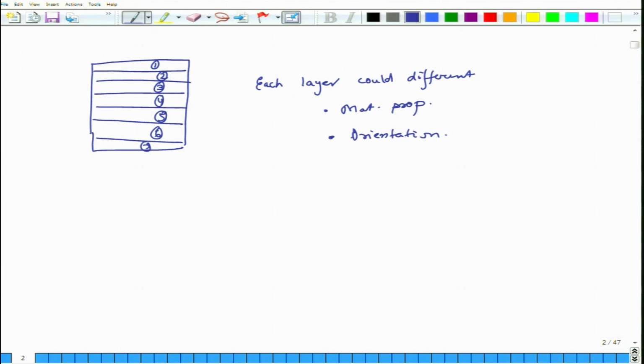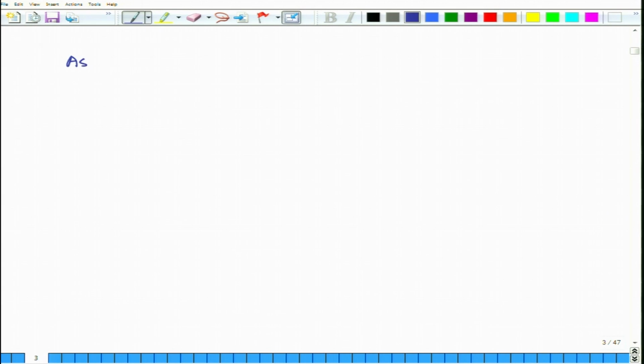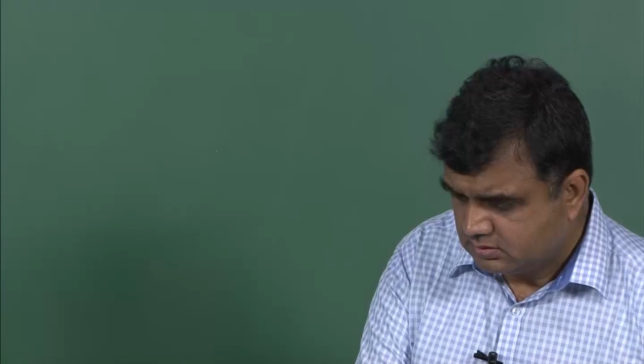So, what we will learn is a method to predict the stiffness of a thick laminate, and also later we will learn how to predict failure in such laminates. We will make certain assumptions before we start developing this theory. The first assumption is that the bond between two layers is of 0 thickness.